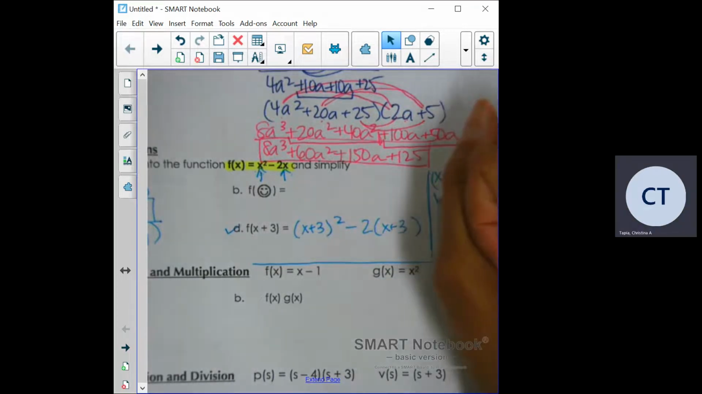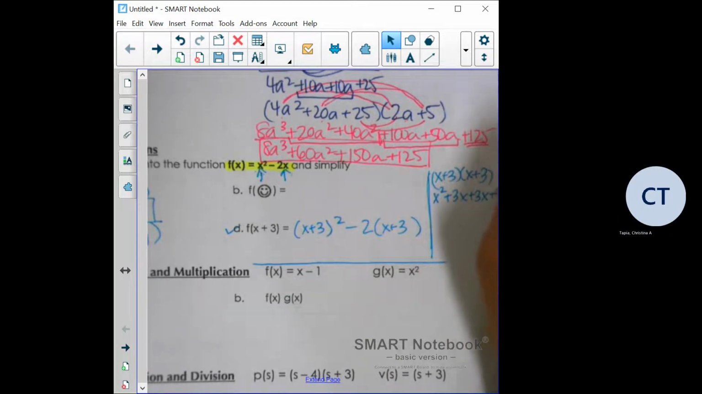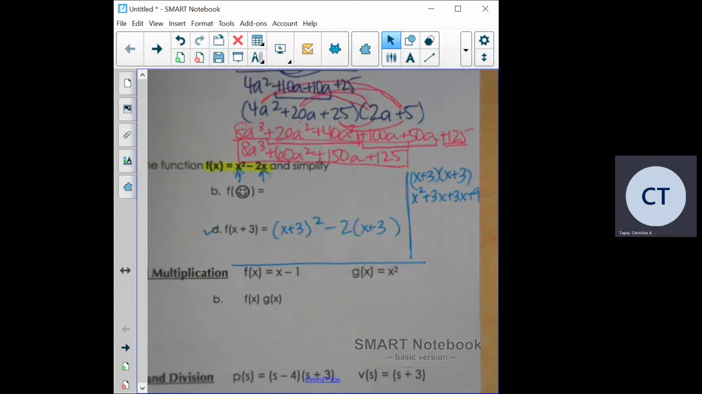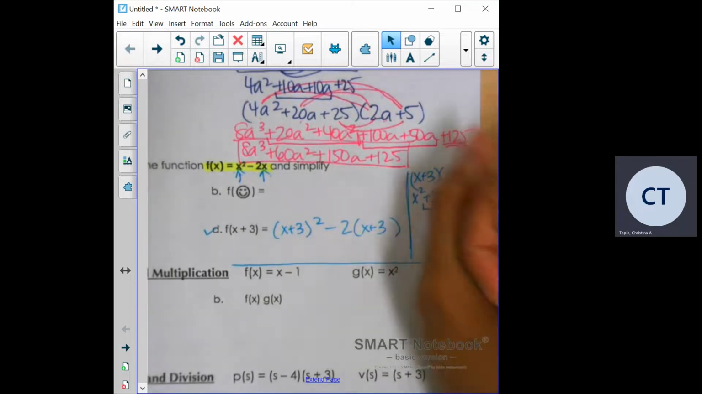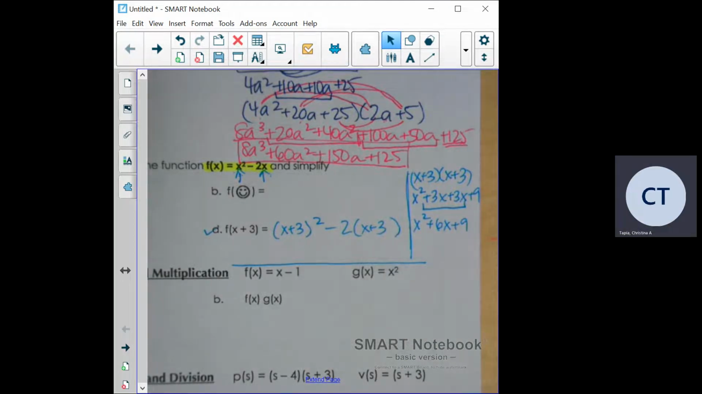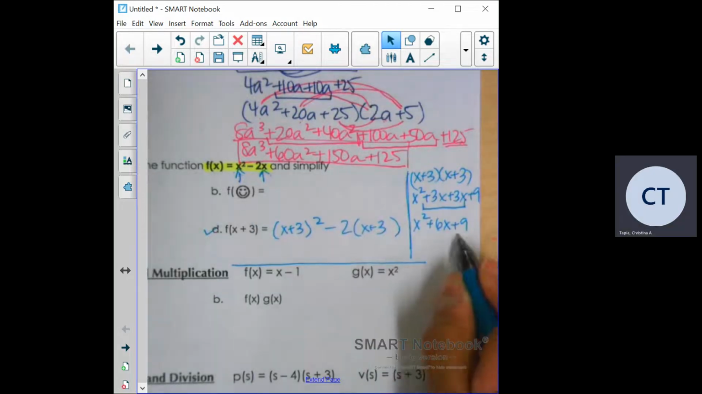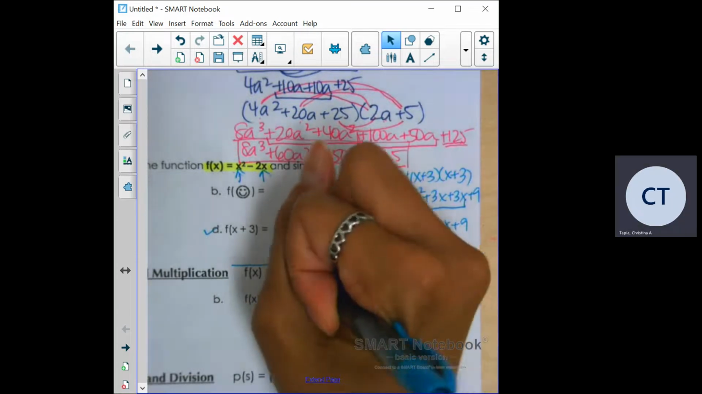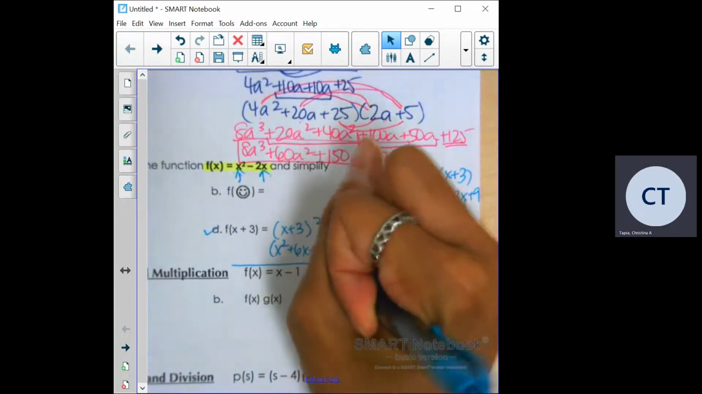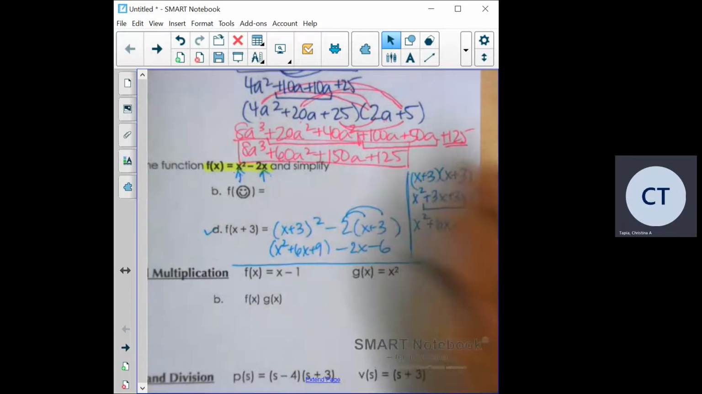Okay, so let me FOIL this. I'm going to get x squared plus 3x. Can I combine anything? Wait, I can combine the 3x's. Okay. So I can make this x squared plus 6x plus 9. If I'm moving too fast, guys, stop me. Please slow me down. So this trinomial, I'm going to put in parentheses: x squared plus 6x plus 9 minus, I can actually distribute that 2 because this -2, I'm just going to multiply by x and 3. So I'm going to make this -2x minus 6.